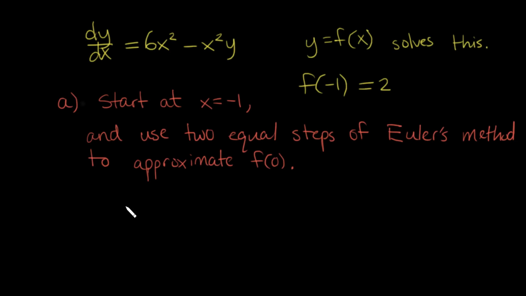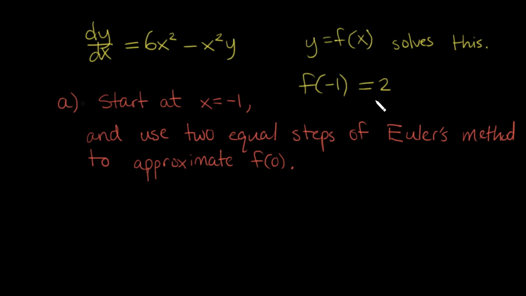I have here a problem from the 2009 AP Calculus BC exam, and this is part A of question 4 from the free responses. We are given a differential equation dy/dx equals 6x squared minus x squared y. We are also given that there is a particular solution y equals f of x that solves this differential equation, and the particular solution is that f of negative 1 equals 2.